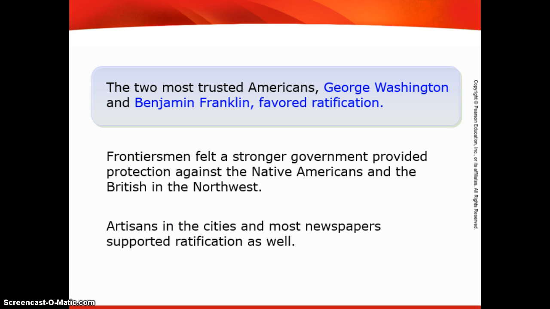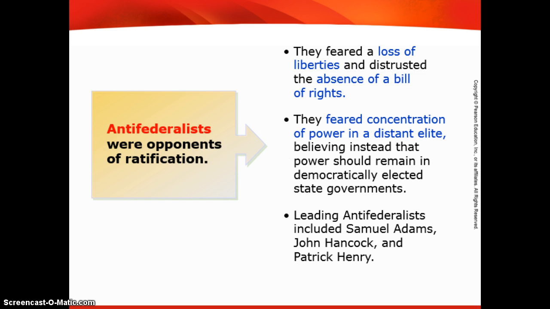The two most trusted Americans, George Washington and Benjamin Franklin, favored ratification. This will be enough for most people, actually. Frontiersmen felt a stronger government provided protection against the Native Americans and the British in the Northwest. Remember, the British are supposed to be gone per the Treaty of Paris, but they remain. Artisans in the cities and most newspapers supported ratification as well.